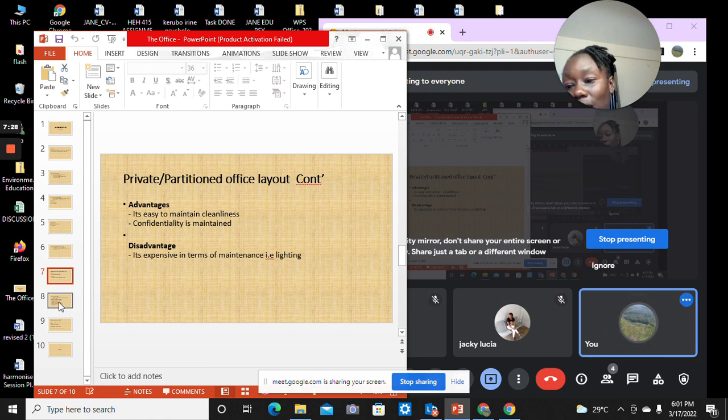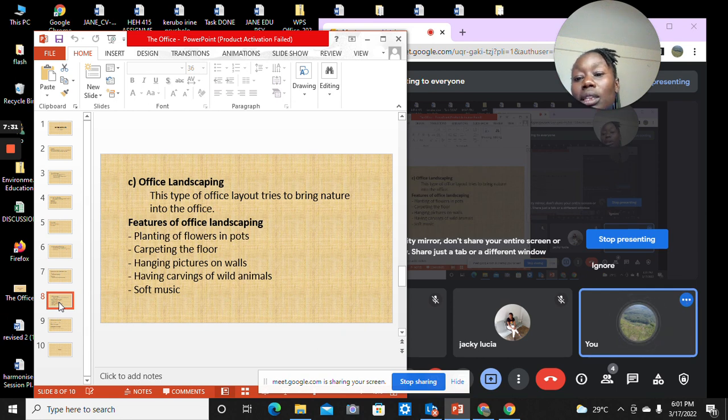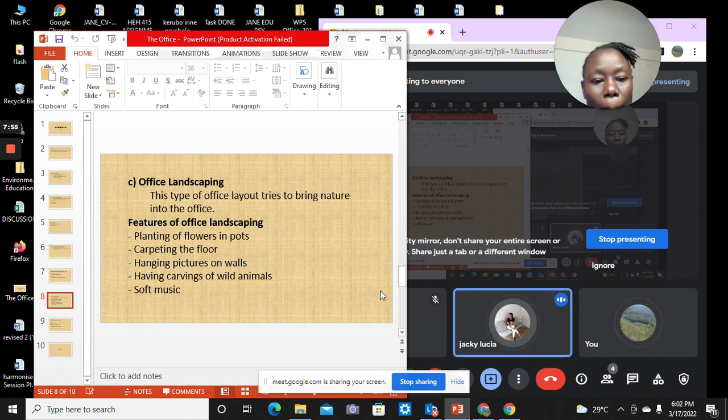Then we look at lastly office landscaping. This type of office layout tries to bring nature into the office. So how do we bring nature into the office? Somebody tell us, what does that mean? Yes, Jackie? For example, by planting flowers so that the environment can be beautiful.